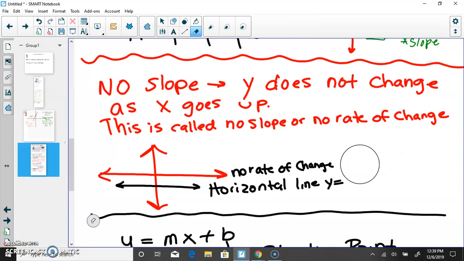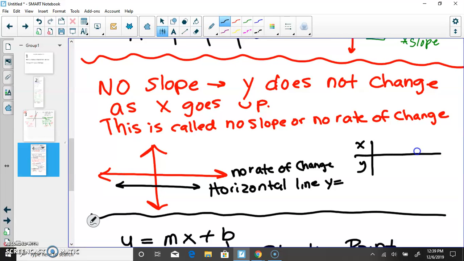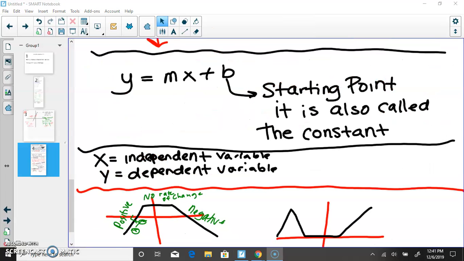Okay, so if you had an x-y table, y would stay the same and x would go up. So that would be no slope. It would just be a horizontal line. You'd have like y equals, you'd say what y equals. Okay, and y equals mx plus b.